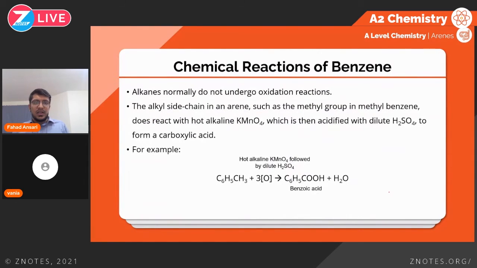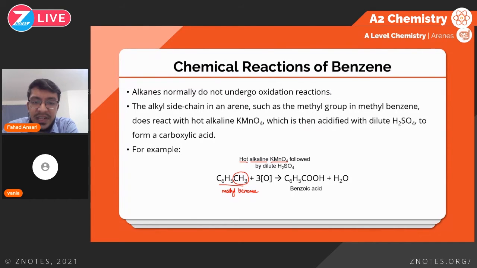Now, the next thing is to look at the other reactions of benzene. All right. In this case, what we will do is we will look at not simple benzene, but we're going to look at an alkyl benzene. For example, over here we have a CH3 group that is bonded to a benzene ring. So that is going to be methyl benzene. Now, methyl benzene is going to react with a very strong oxidizing agent like KMnO4, right? It needs to be hot, it needs to be alkaline, all right?